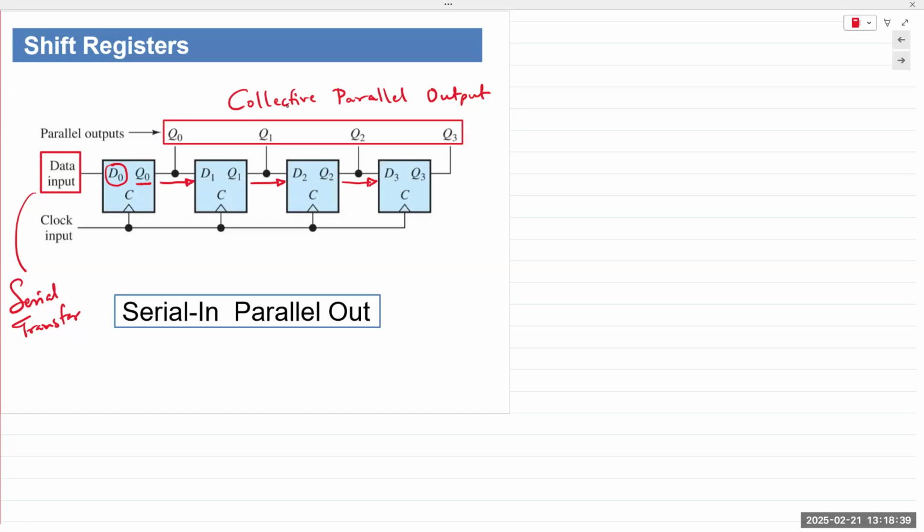This is a 4-bit counter. You can have 8 bits, 16 bits, 32 bits, 64 bits, right? But essentially the operation remains the same.